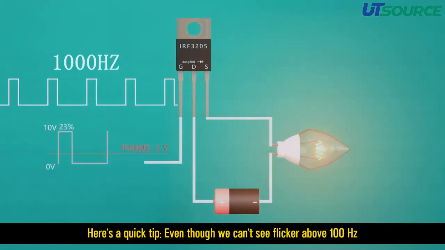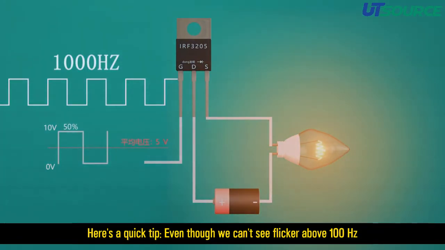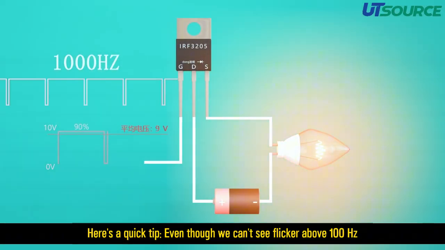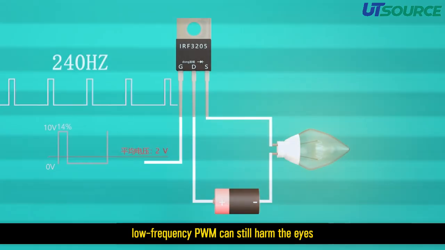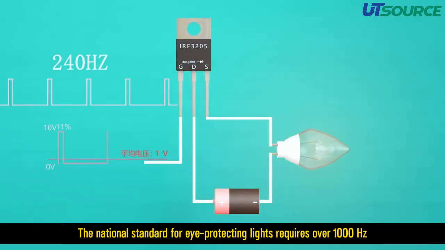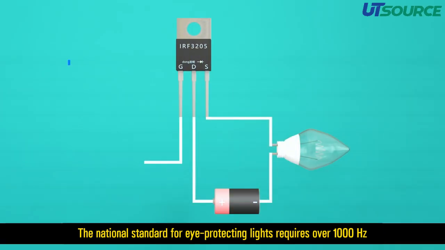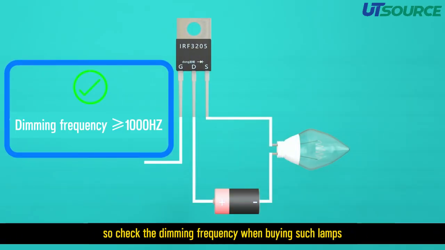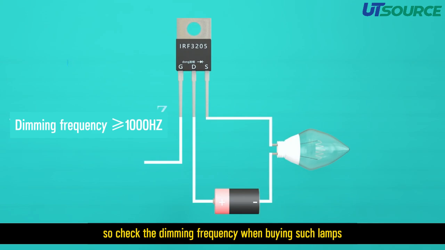Here's a quick tip, even though we can't see flicker above 100 Hz. Low frequency PWM can still harm the eyes. The national standard for eye-protecting lights requires over 1000 Hz. So check the dimming frequency when buying such lamps.